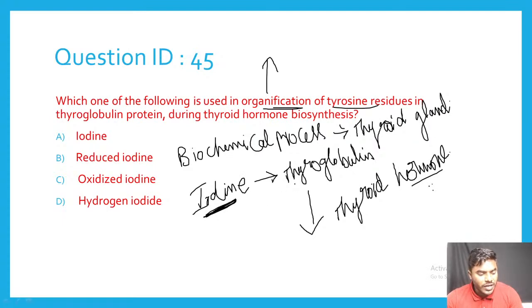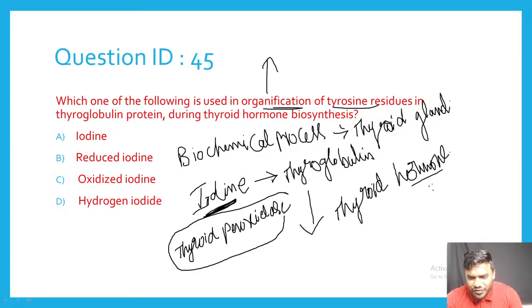Now the point is very clear. What is the enzyme involved in this particular reaction? The enzyme involved in this particular reaction is the thyroid peroxidase enzyme. Once again, every student listen to me carefully. Thyroid peroxidase is the name of the enzyme which will incorporate the iodine into the thyroglobulin in order to produce the thyroid hormone.